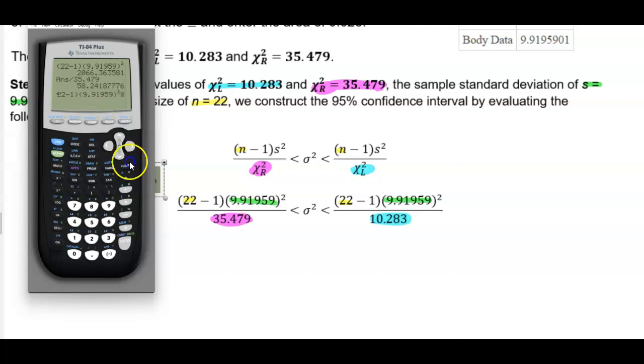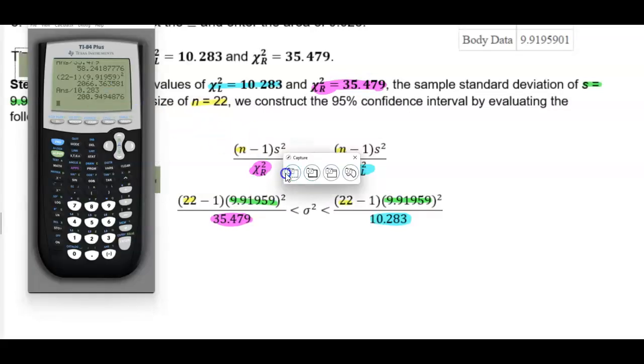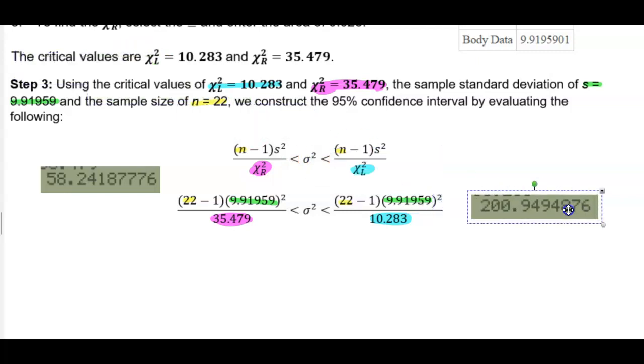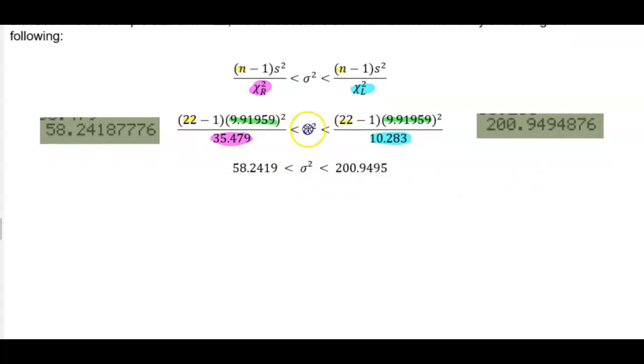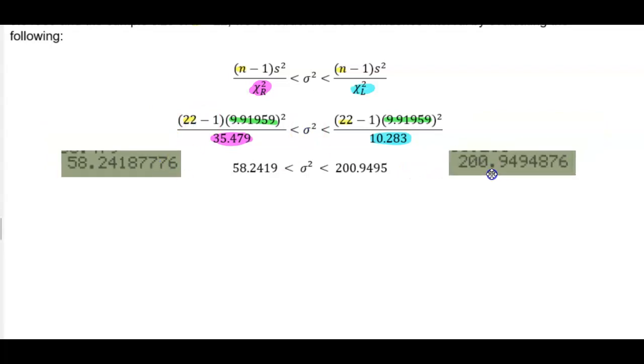If we press enter again, that's going to calculate that same thing that we did in the numerator on the left side. And now we're going to divide that by 10.283 and then press enter, and then it's going to give us that value. So rounding it to 4 decimal places, we get 58.2419. On the right side, we get 200.9495. So therefore, that's what we get on our calculator.